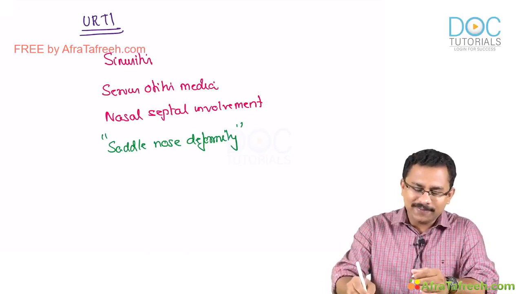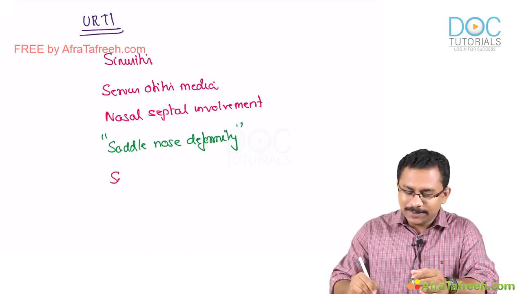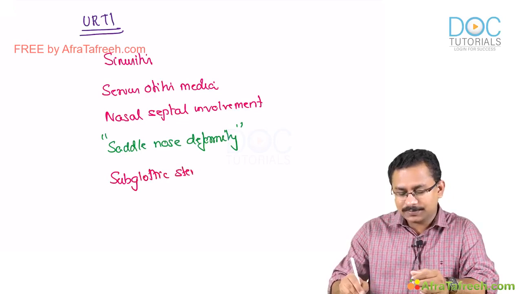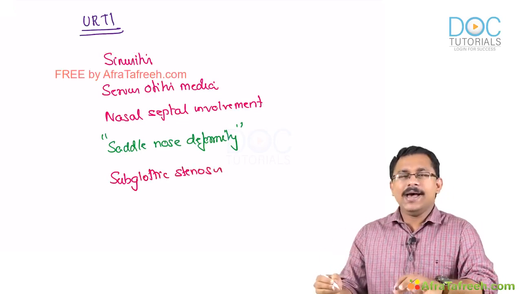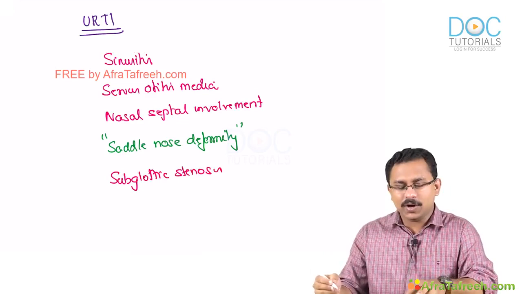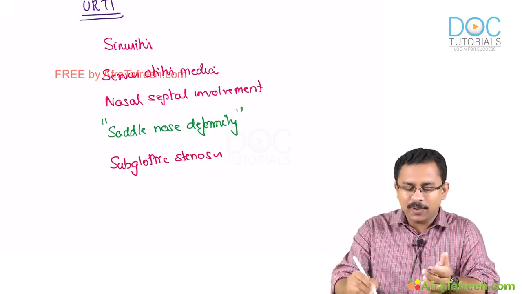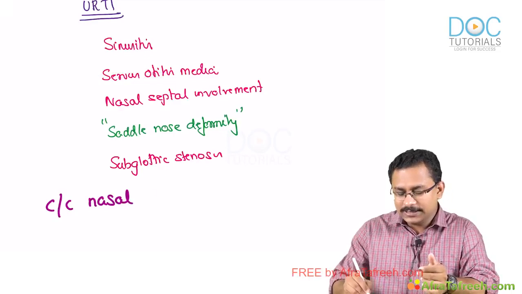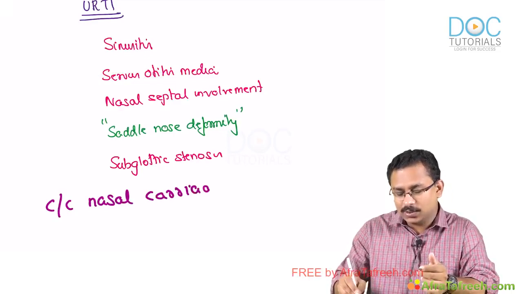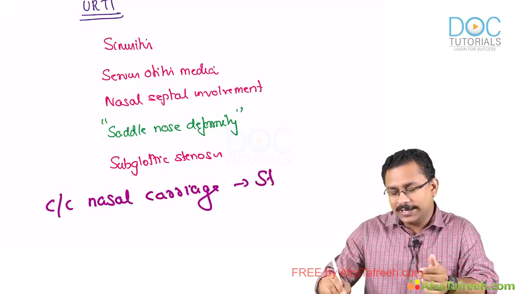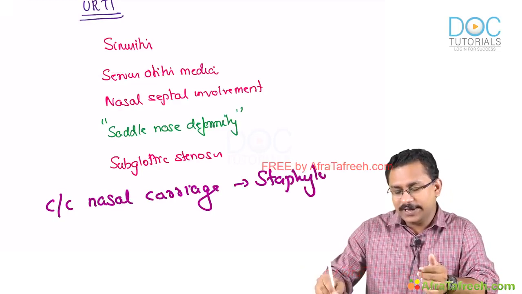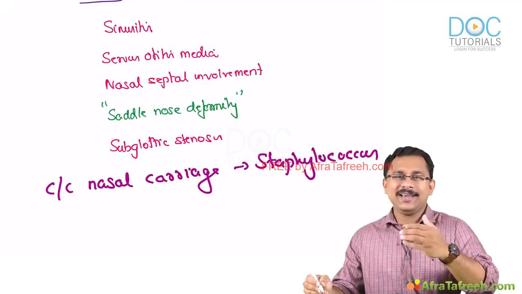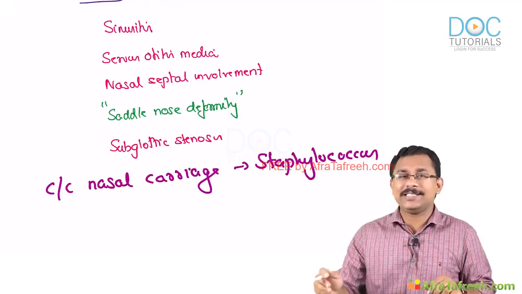You can also sometimes have subglottic stenosis. Okay, and one point you have got to note is that it has been found that in those individuals having a chronic nasal carriage of staphylococcus, there is a high incidence of recurrent episodes of Wegener's granulomatosis.